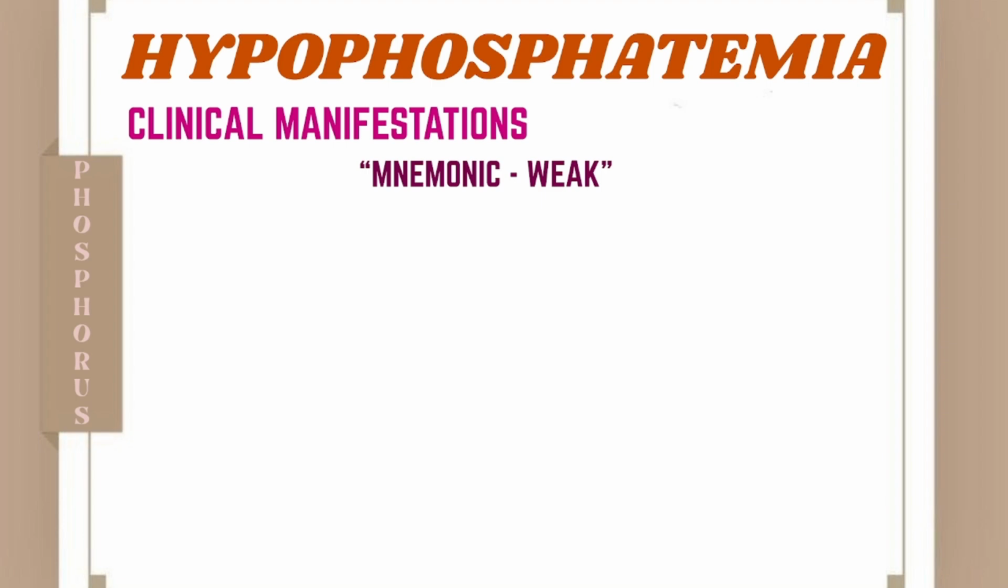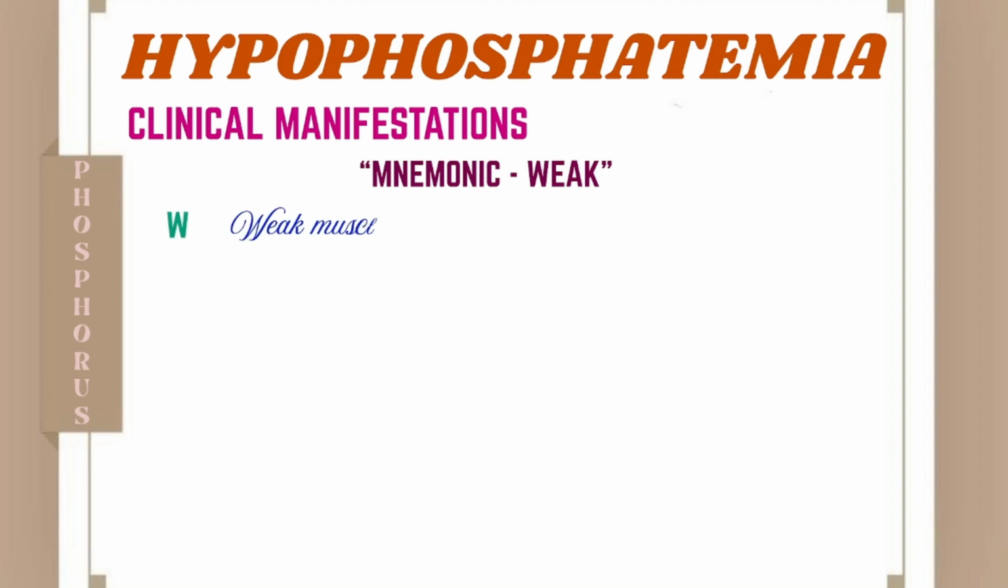If there is hypercalcemia condition, so muscle weakness will occur, or we can say brain symptoms will occur, osteoporosis, bone pain. So similar symptoms can also be seen in the condition of hypophosphatemia. So it is easy to remember these clinical manifestations because we can correlate these symptoms with hypercalcemia symptoms. So the mnemonic for clinical manifestations of hypophosphatemia is WEAK.